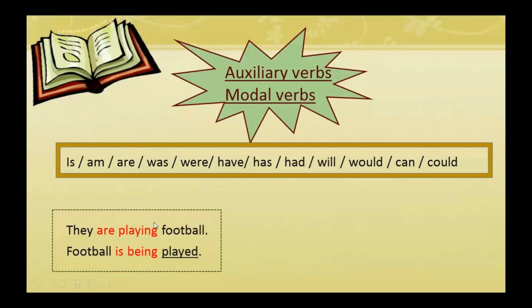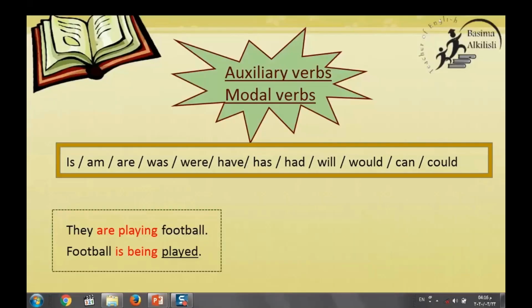Playing is with ing, so we have to put one of the verbs to be with ing, it becomes being. Then we have to put the main verb in the past participle, it becomes played. Now let's move to the second example.